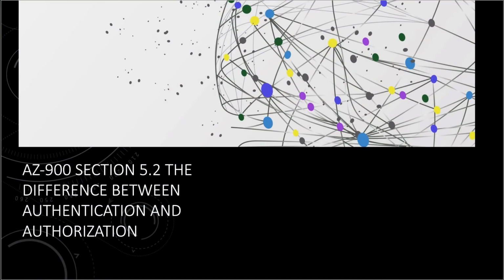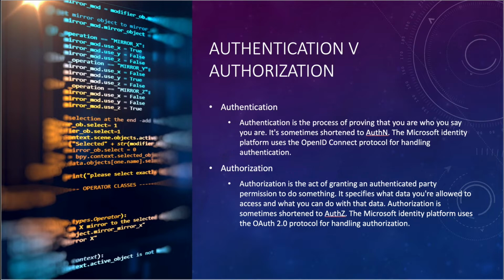We're going to talk about authentication and authorization. There's a difference between the two, and we're going to be able to sum that up really quite quickly. Authentication is the process of proving that you are who you say you are. Sometimes you'll see that called auth-n, especially in somebody's documentation. Auth-n means authentication. The Microsoft Identity Platform uses the OpenID Connect protocol for handling this.